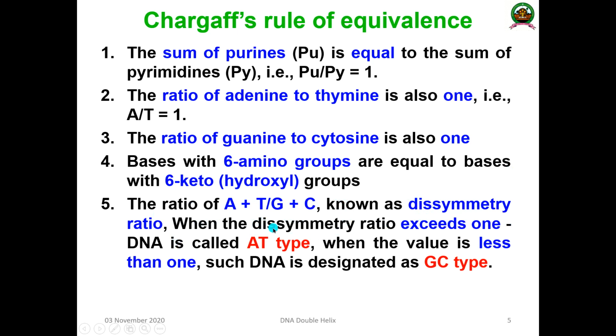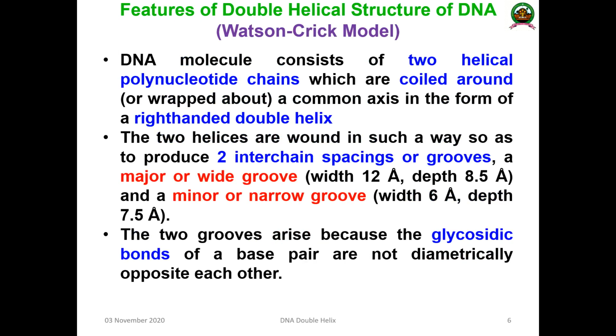When the dissymmetry ratio is greater than 1, such DNA is known as AT type. When the dissymmetry ratio is less than 1, such DNA is known as GC type. So these are the 5 rules proposed by Erwin Chargaff, known as the Chargaff rule of equivalence. Based on this rule, the DNA double helix is proposed. Now we are going to discuss the salient features of the double helical structure proposed by James Watson and Francis Crick.